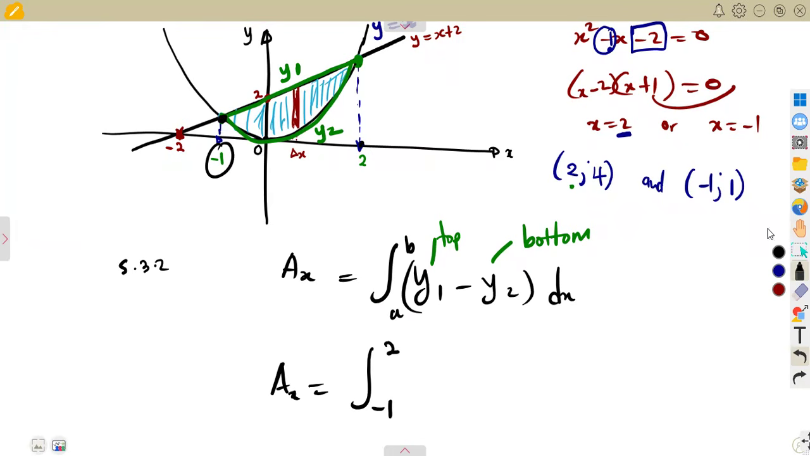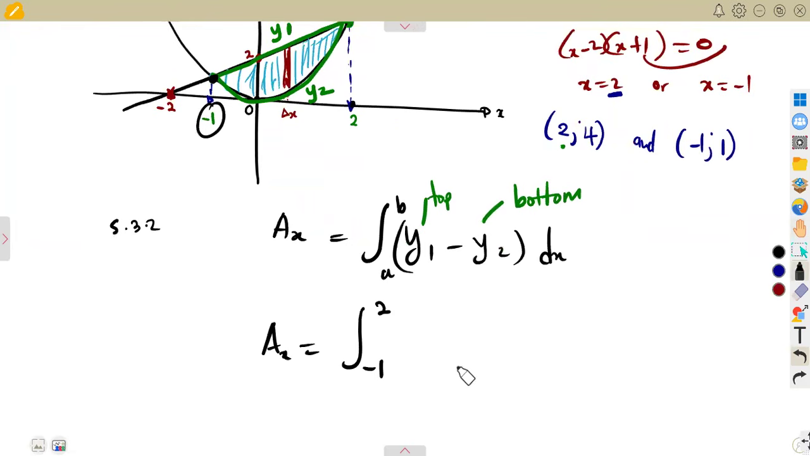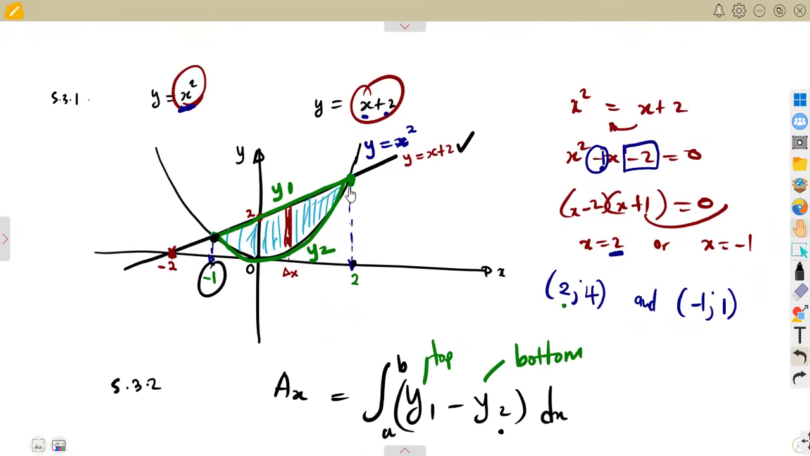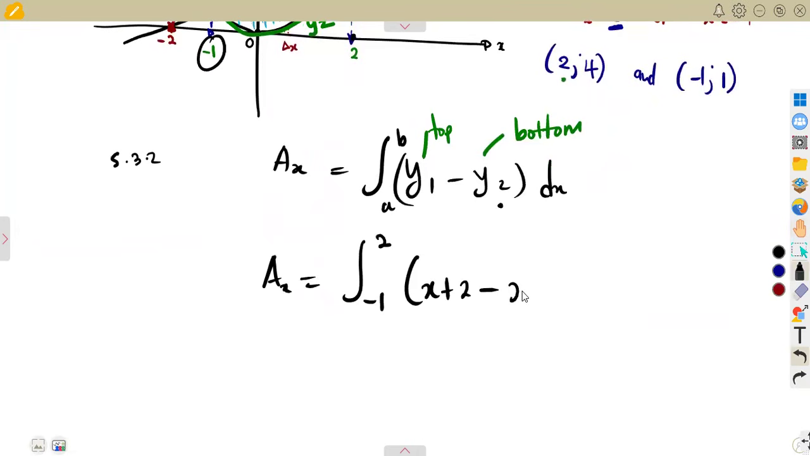So y1 minus y2. Like I said, the top is the linear function, which is y equals x plus 2. So that's x plus 2 minus y2, which is the parabola, and the parabola is y equals what? y equals x squared. In place of y, we're going to write x squared. With respect to x, we can integrate. So that's our area with respect to x.